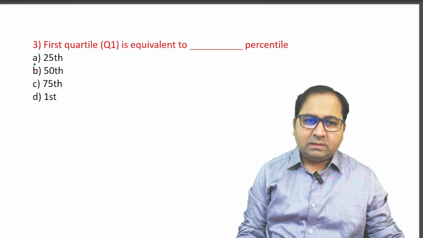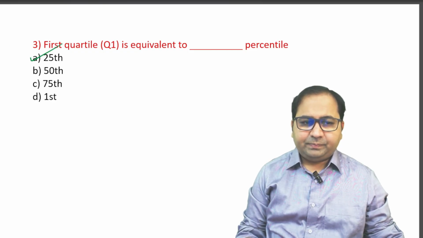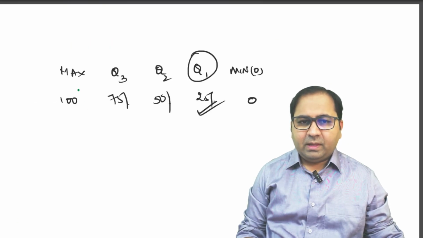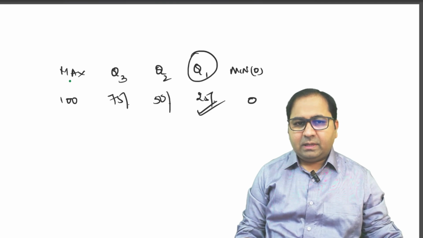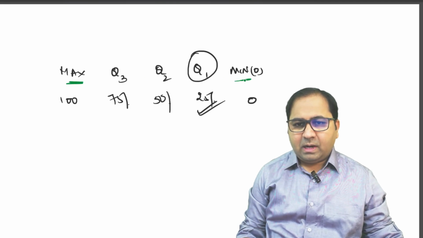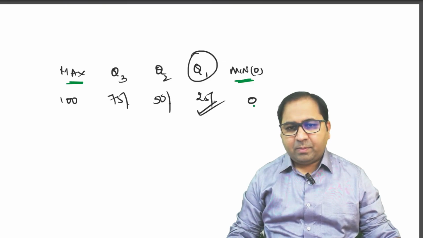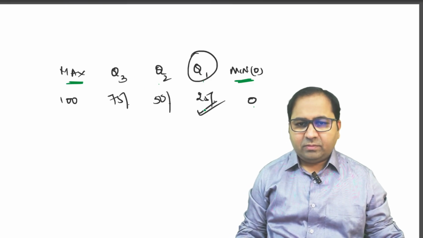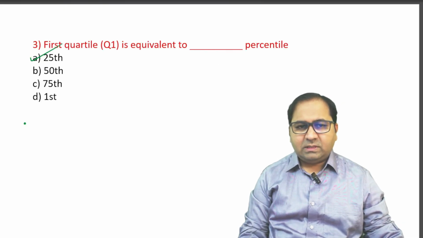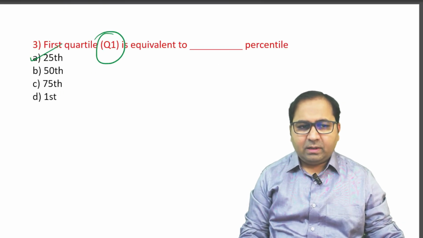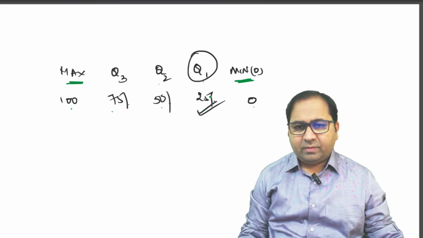The answer is that it is 25th. See over here, if you put it this way, if this is maximum and this is minimum, and you start from 0, 0 is minimum, then first quartile, second and third: 25%, 50%, 75% and 100%. So the question they have asked is, what is the first quartile Q1? Q1 is 25, Q2 is 50, Q3 is 75.